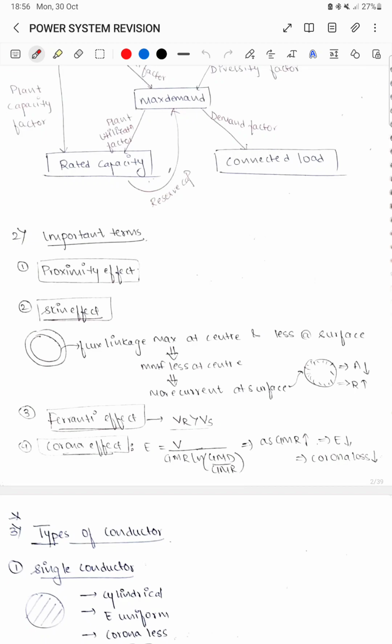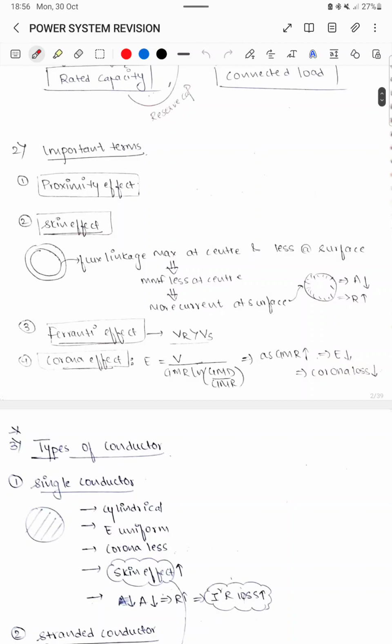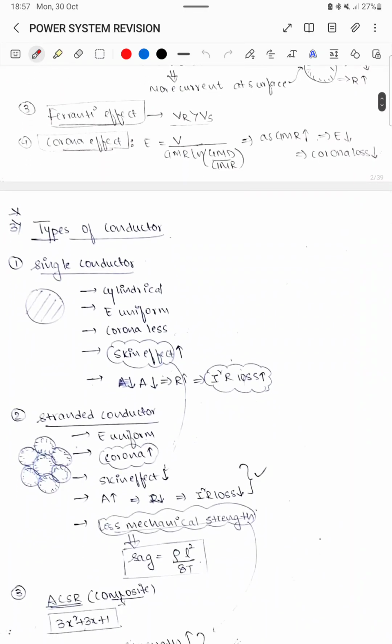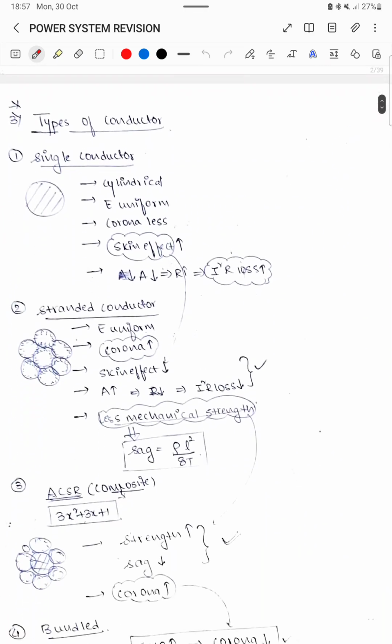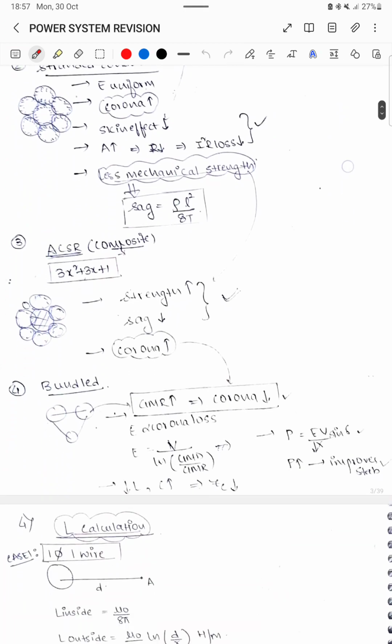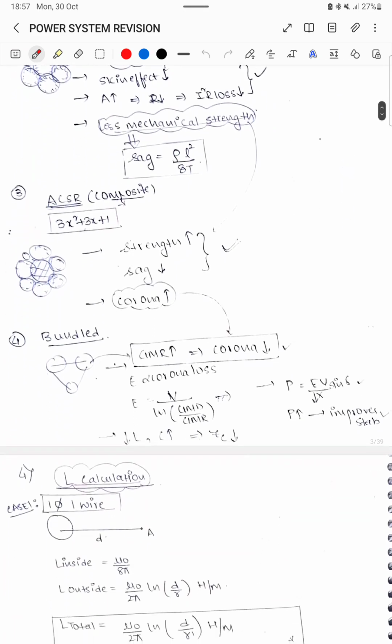Then we will be looking into some important terms like proximity effect, skin effect, Ferranti effect, corona effect. Then we will see types of conductor like single conductor, then why we move to standard, then what are the improvements happening in ACSR, and an important formula like 3x square plus 3x plus 1 in ACSR, and then finally why we move to bundle conductor, what are the changes happening.